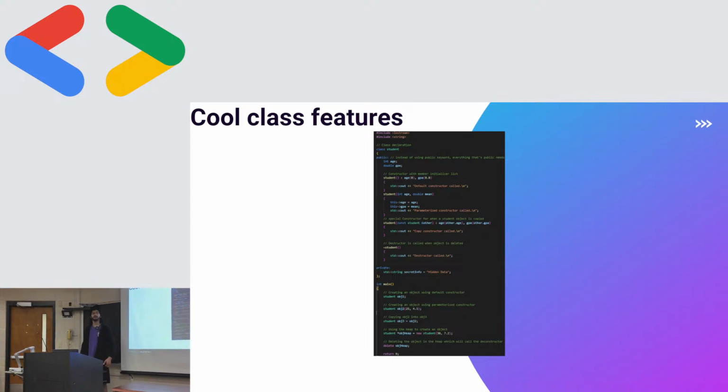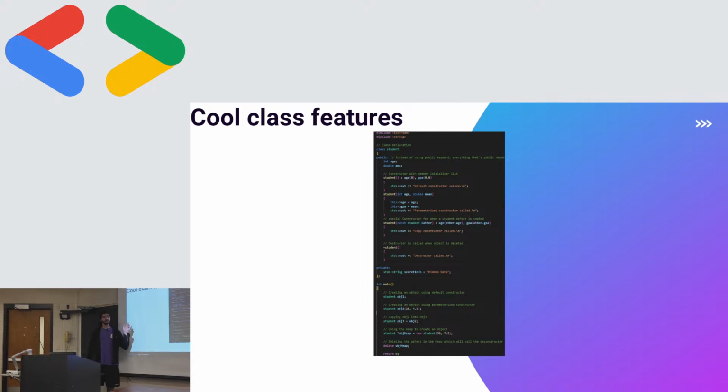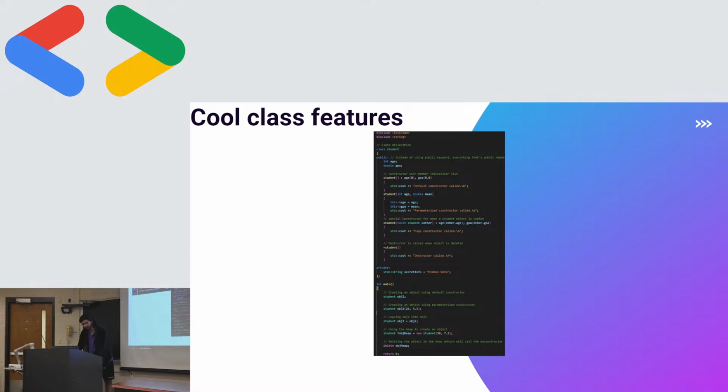And the last thing I really want to go over is some cool class features that are kind of unique to C++. I think they may exist in Java as well, but these are pretty neat to know, specifically for C++, because they interact well with some of the features of C++, like deleting and allocating memory. So let's get on to that.